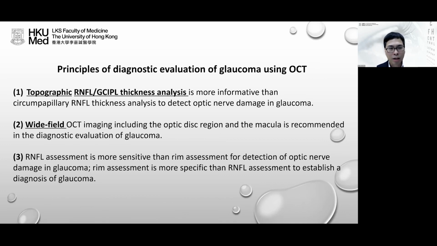Finally, point number 3, retinal nerve fiber assessment is more sensitive than rim assessment for detection of optic nerve damage in glaucoma. But we need to evaluate the optic disc, we need to evaluate the rim, basically because glaucoma diagnosis requires loss of the retinal nerve fiber layer and narrowing of the neuroretinal rim. And then we also need to exclude non-glaucomatous optic neuropathies by studying the color of the rim. A pale looking neuroretinal rim is indicative of non-glaucomatous optic neuropathy.